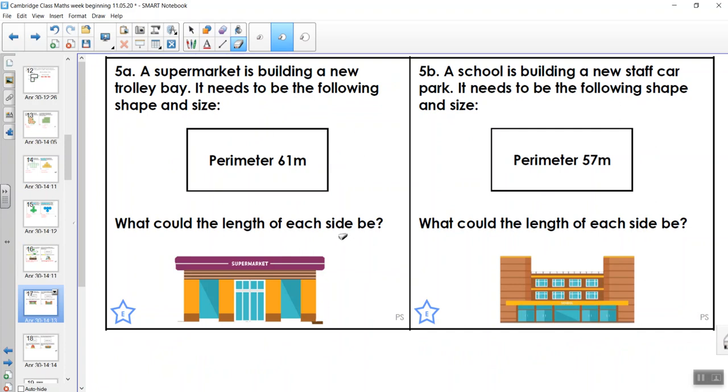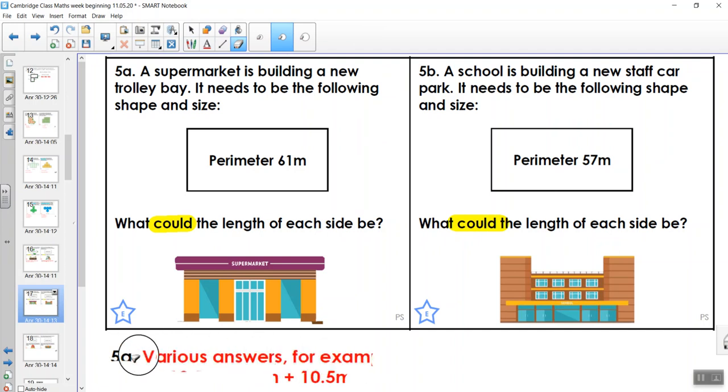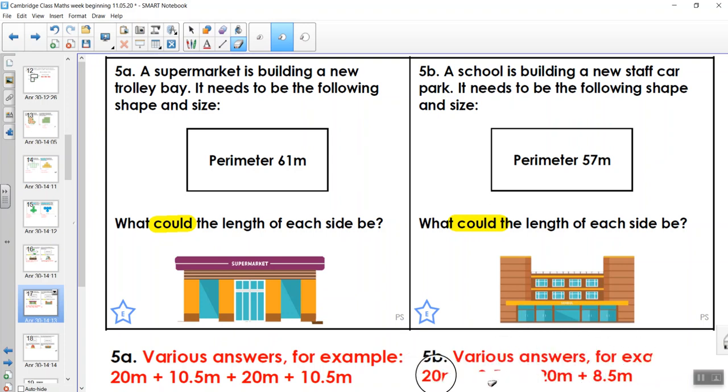We've got a similar thing going on here. Again, I see that modal verb in there. What could the length be? So that's giving us possibilities, and here's a suggestion. It says various answers, for example, and I've got 20 and 20, 10.5 and 10.5. And the same again here. I need my half to get my odd number, because I've got an odd number in the answer, and that's what I need my 0.5 for.